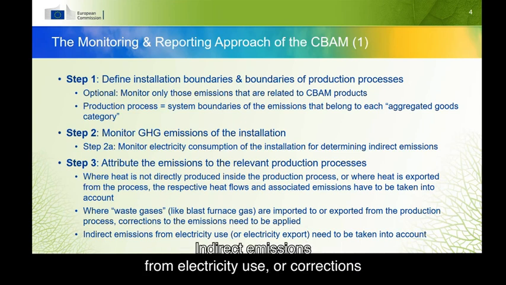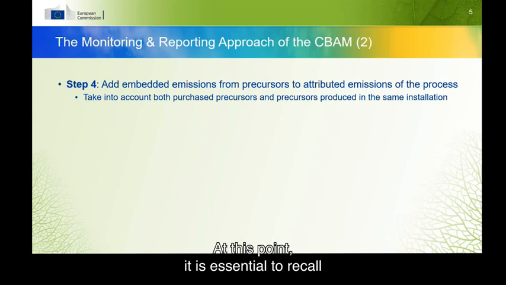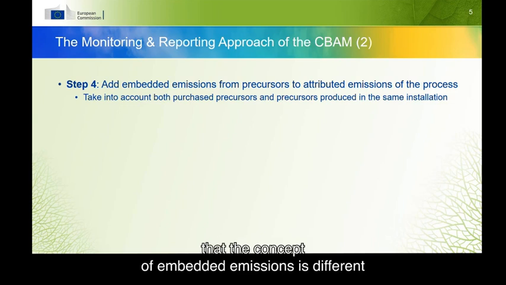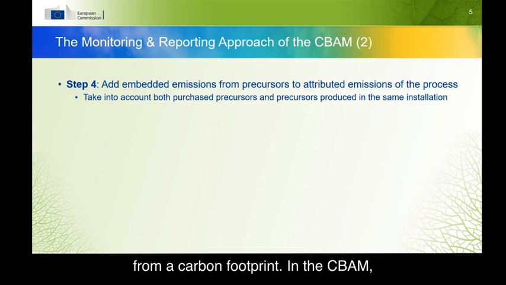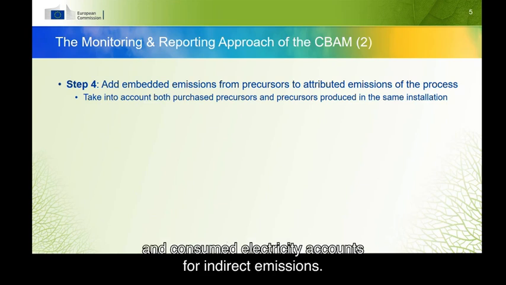Indirect emissions from electricity use or corrections due to electricity export need to be taken into account as well. At this point, it is essential to recall that the concept of embedded emissions is different from a carbon footprint. In the CBAM, imported heat belongs to the direct emissions and consumed electricity counts for indirect emissions.